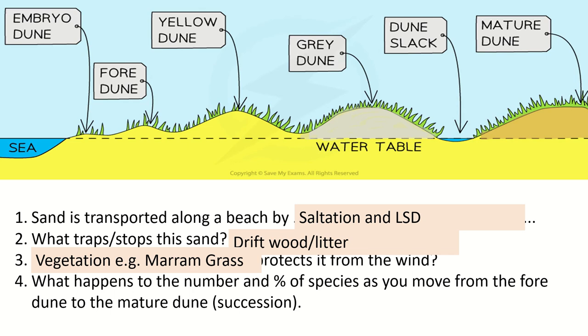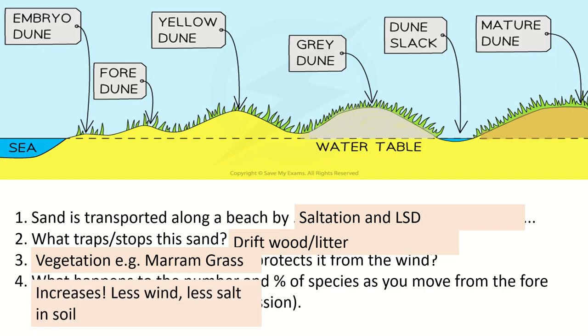And just like our fieldwork, the further away from the sea that you go, the amount of species and the percentage cover of species increase because there's less wind, especially in the dune slack, but also there's less salt in the soil. The pH is better, which allows plants to grow.